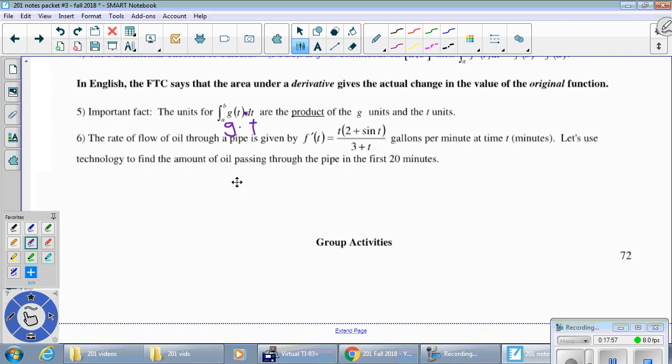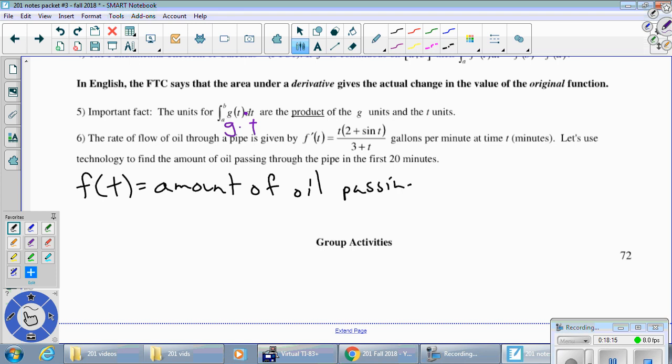Okay, so how are we going to find the amount of oil passing through the pipe? Well, if F prime is the rate of flow of oil, then F is the amount of oil in the first 2 minutes. So that's a cumulative count of the amount of oil passing through.